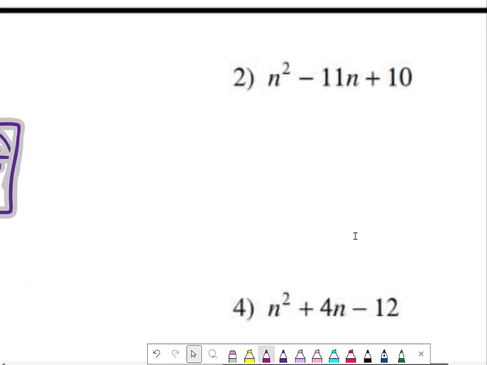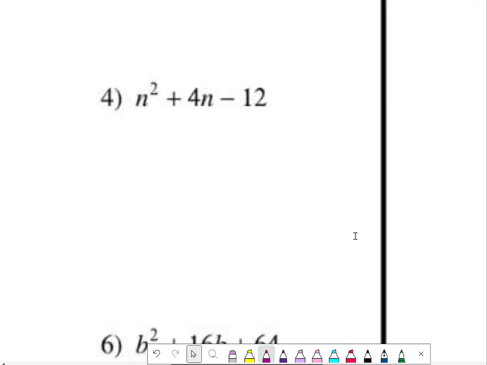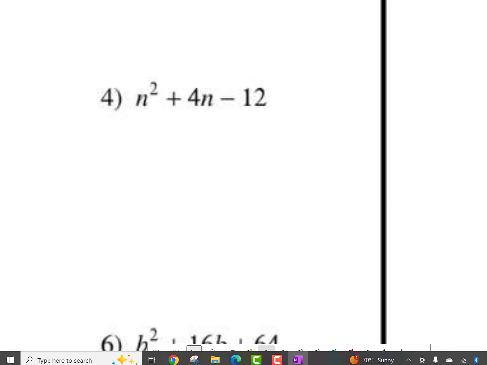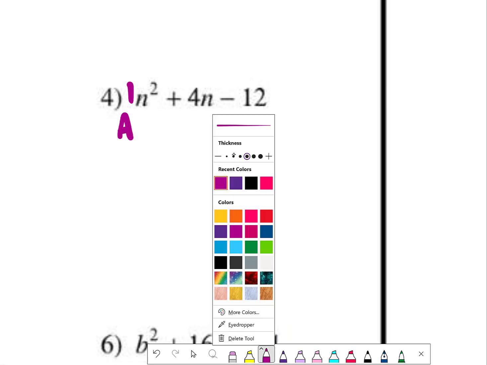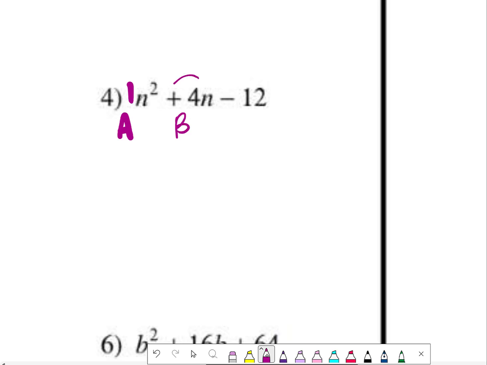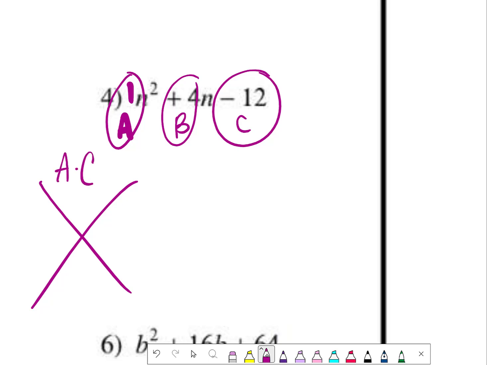Okay, so let's try this one down here. Same thing, it's in the correct order. So now we have to identify A, B, and C. A is 1, B is 4, and C is negative 12. So we're going to draw the X. We're going to do A times C, and on the bottom it has to be positive B. So A times C is negative 12, and on the bottom we have B, which is positive 4.